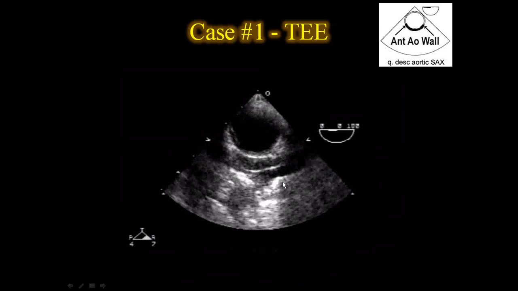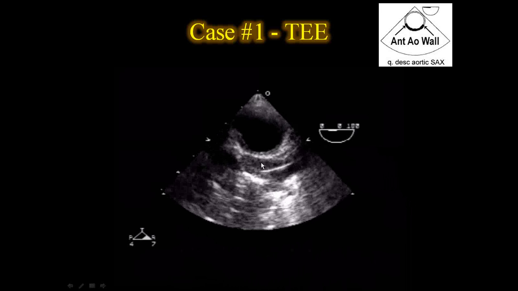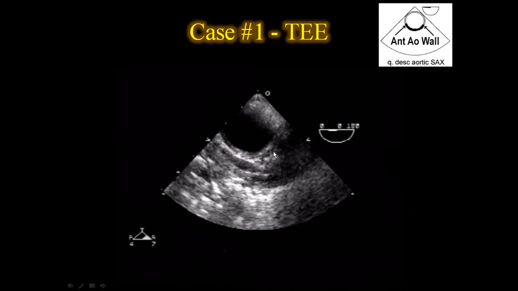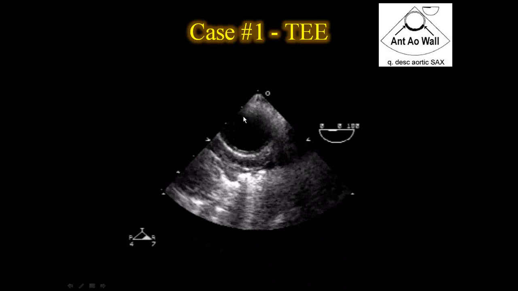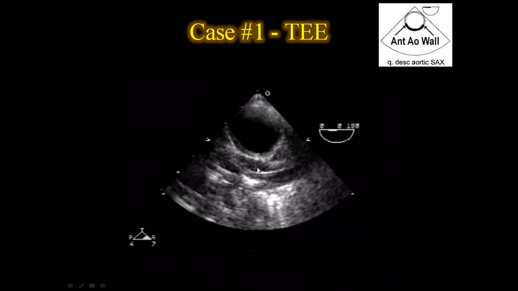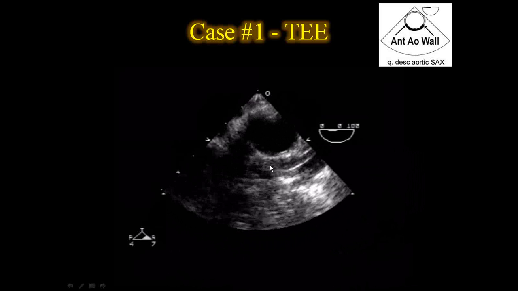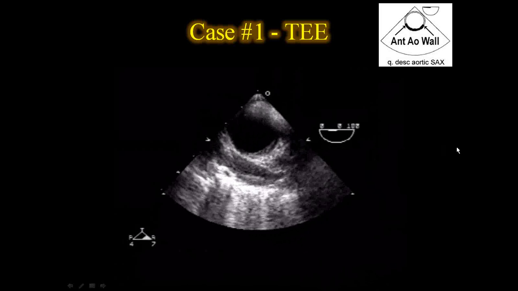In the descending thoracic aorta, we're looking here at what is the anterior wall, and we can see some intimal thickening, but no evidence of aortic dissection. And we can see what may be a collection of blood or clot, possibly an intramural hematoma outside of the aorta anteriorly.